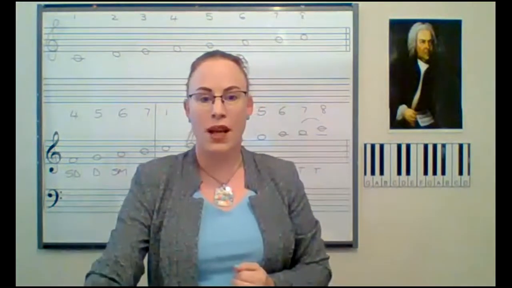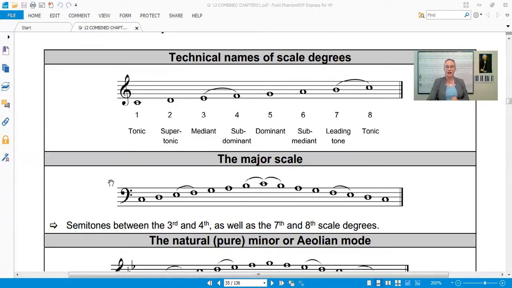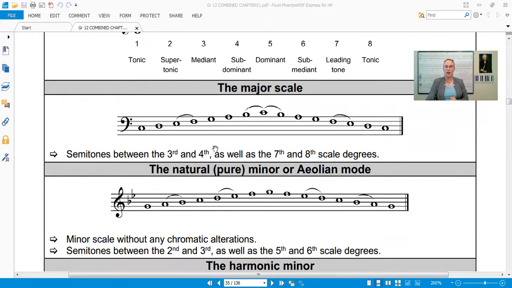Now I'm going to quickly share with you guys the basics of teaching the various scales. And I'm going to share my screen with you. Now the following table comes from my grade 12 book. And here I just quickly revise the various scales that is requested for grade 12 CAPS. Now, the major scale, I'm not going to look at too much detail. You know how it looks. And we have our semitones between the third and the fourth, and the seventh and the eighth scale degree.